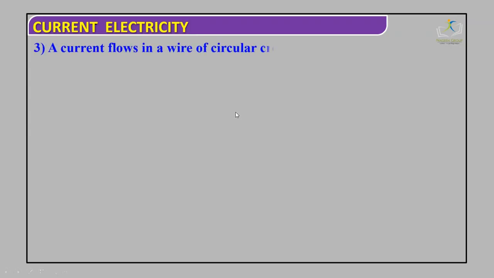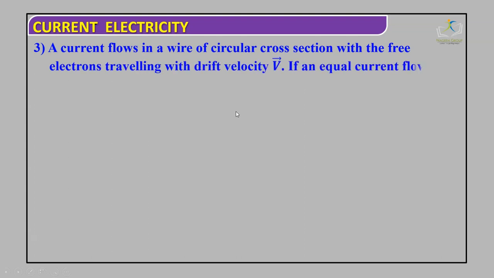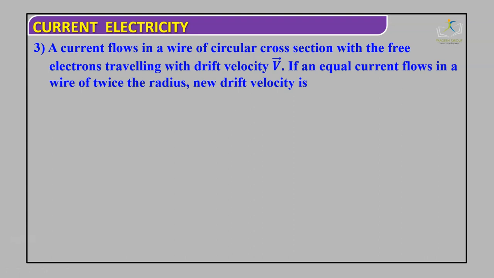So the next question we have: a current flows in a wire of circular cross section with the free electrons traveling with drift velocity v. If an equal current flows in a wire of twice the radius, the new drift velocity is. We have the options v by 2, v by 4, 2v. Let us see the solution of this question.